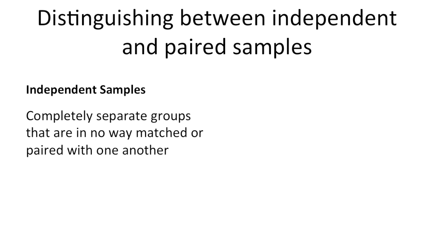Independent samples come from completely separate groups that are in no way matched or paired with one another. Typically, these are completely different individuals in each group.